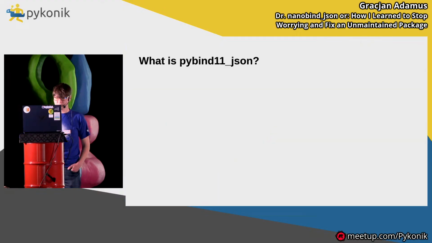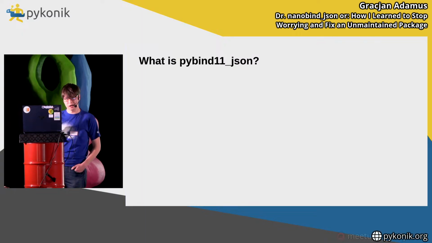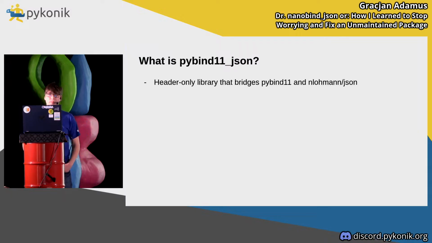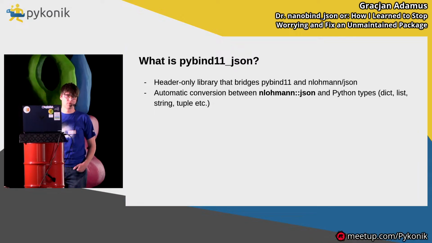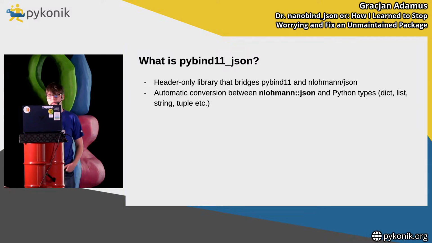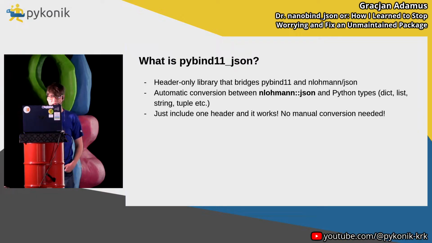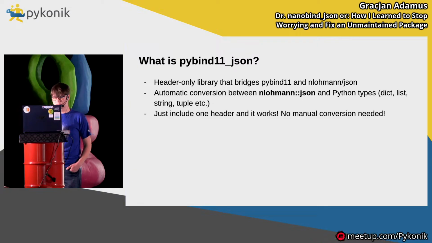And now, getting slowly closer to the actual topic of the talk, what is pybind11_json? It's also a header-only library, which basically exposes automatic conversion between Nlohmann JSON types. Nlohmann JSON is like the most popular library for JSONs in C++, though it's also, I think, the slowest that is available there. And basically, it will automatically cast Python types into the JSONs and JSONs into the Python types. And you only need to include that one header, and it all works.